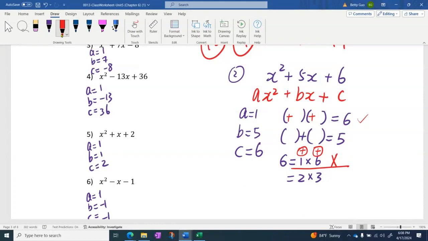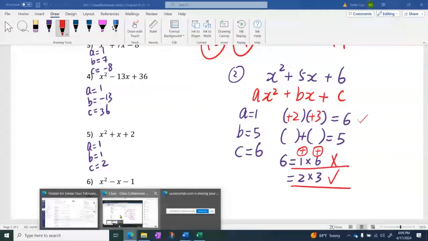Then we have one more option, positive 2 and positive 3. Do they multiply to 6 and add up to 5? They do, right? 2 times 3 is 6. 2 plus 3 is 5. And those are the two integers that satisfy the conditions.